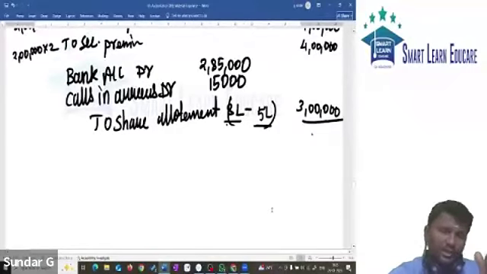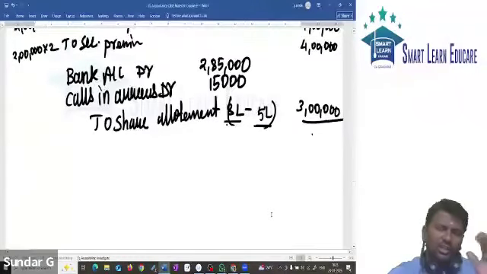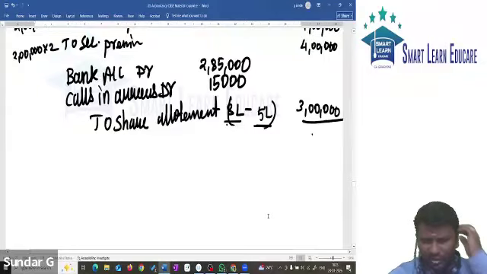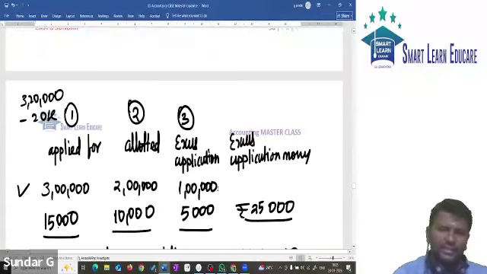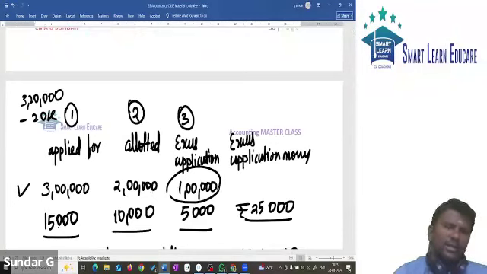See, there is a pro rata allotment. What is the pro rata allotment? If you apply for 3 lakh shares, how many shares will be allotted? Only 2 lakh shares are allotted. There is an excess application of 1 lakh.